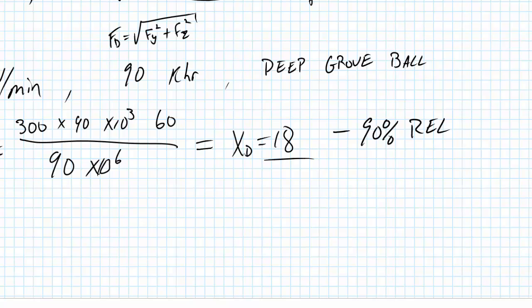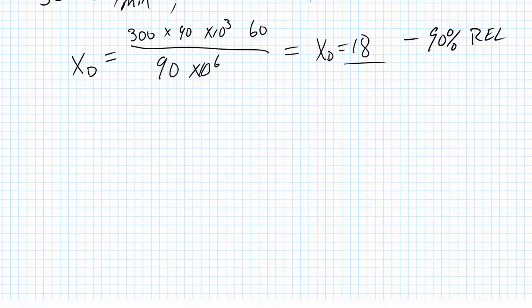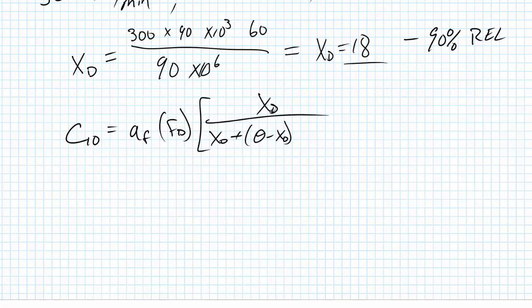If we want 99% reliability, we need to use the Weibull parameters and find the specific one that we're interested in. So our C10 equals application factor, dynamic force, the baseline life, and then the Weibull parameters: x naught plus theta minus x naught multiplied times, and let's use the ln one here, the natural log of 1 over our reliability desired, raised to the 1 over b, and this to the 1 over a.